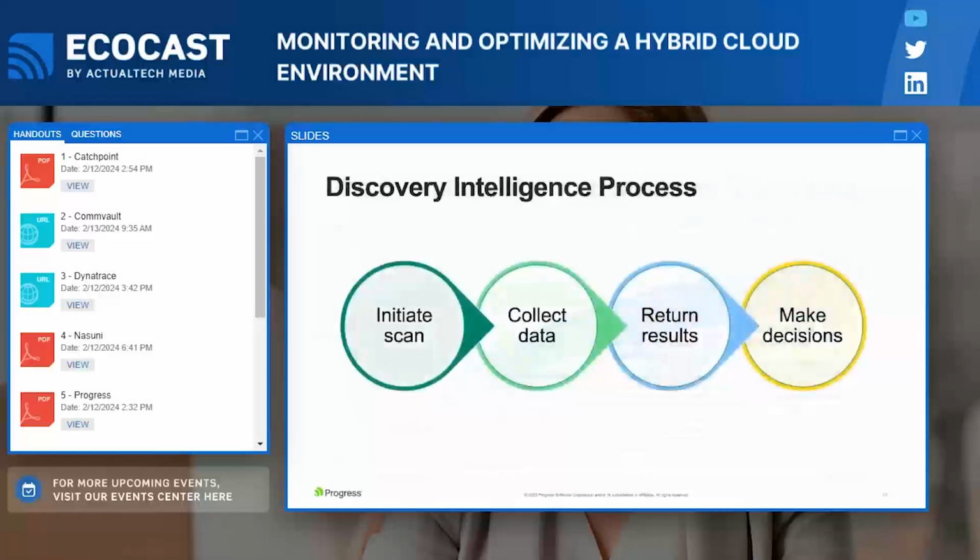Yes, it starts with initiating a scan, collecting data and returning results and making some decisions with those results. Well, it doesn't actually end there. It's continuous because networks are ever changing all the time. Now let's take a look at out-of-the-box monitoring.